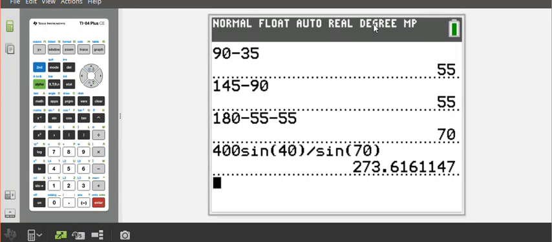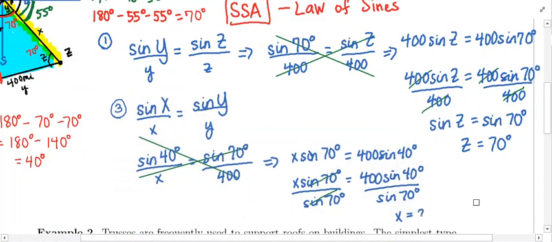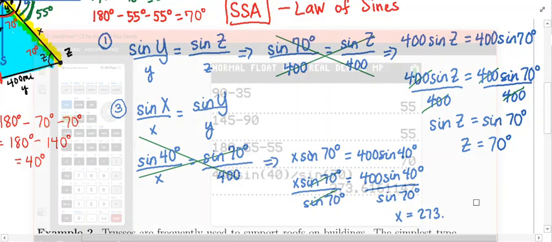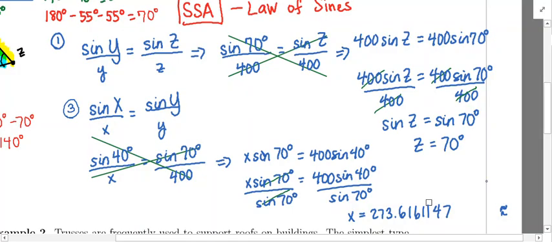Make sure your calculator is in degrees when you're computing this, or you won't get the correct answer. Just want to point that out. So let me go ahead and jot this down. 273.6161147. So this is side length X. I need to round to the nearest mile. So we're going to say this is approximately 274 miles.